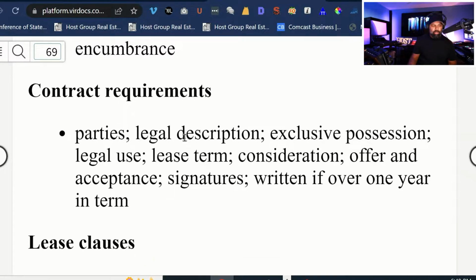Parties, legal descriptions, exclusive possession, legal use, legal terms, lease terms, consideration, offer and acceptance, signatures, written if over 1 year in term. Those are some of the requirements for a valid contract or lease contract. Remember, if it's over 1 year, it must be in writing, per the statute of frauds.